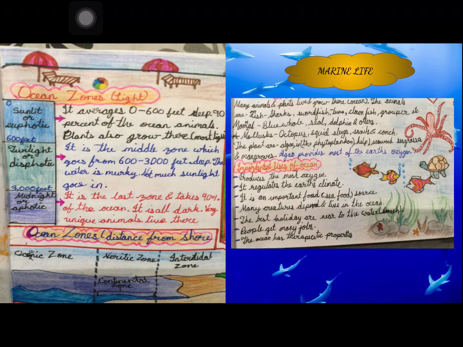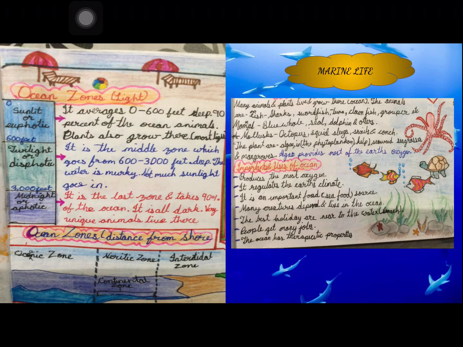So there are three layers. First one is called the sunlight zone or the euphotic zone. Next is the twilight zone or dysphotic zone. Next is the midnight or aphotic zone. So let's talk about the sunlight zone.